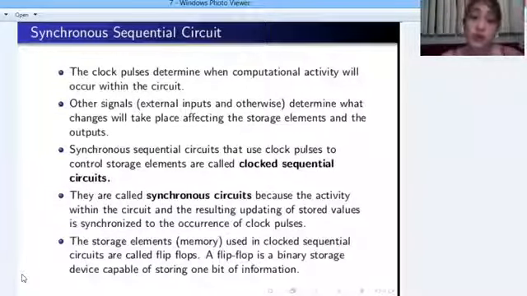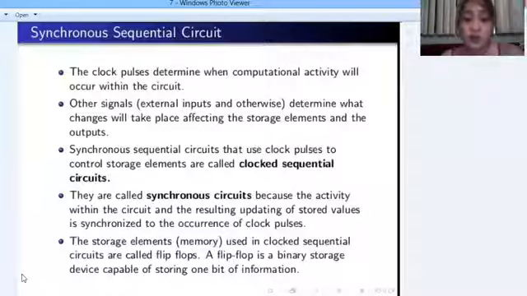So, when it is said that it is synchronous, of course, it should be along with the time, at the same time. The same blink of the clock that should operate. The storage elements, or memory, used in the clocked sequential circuits are called flip-flops.